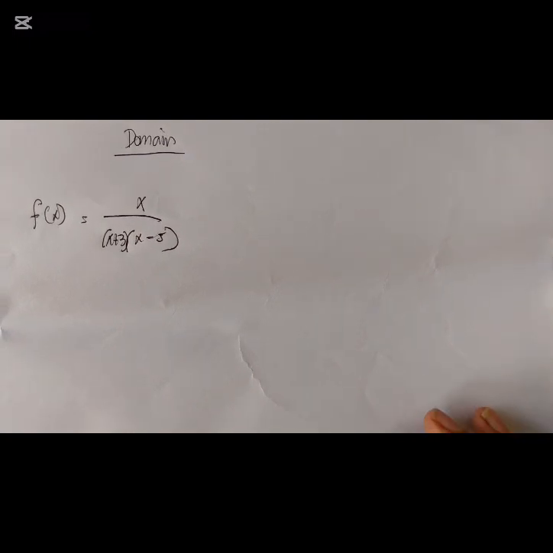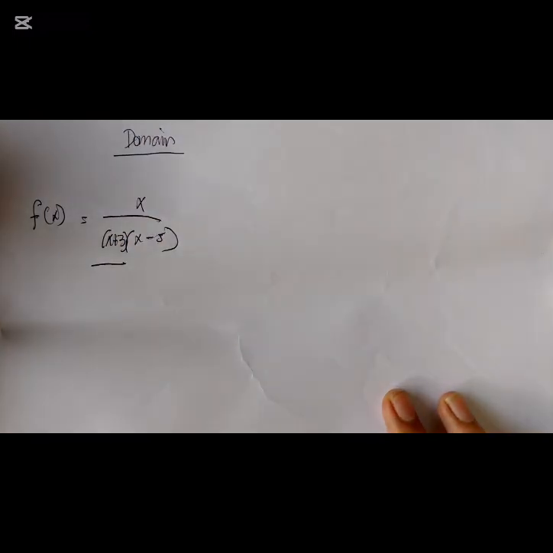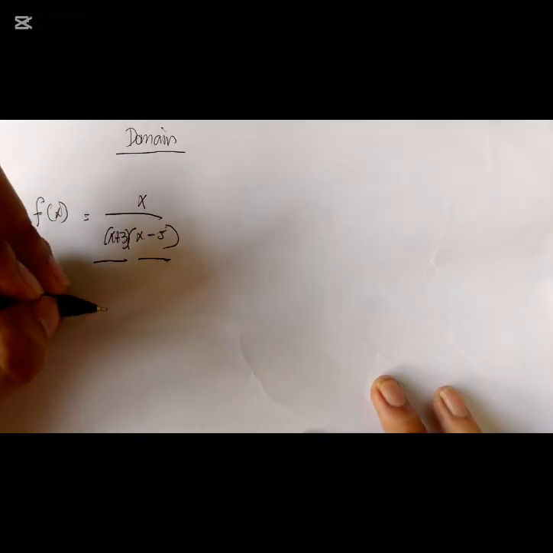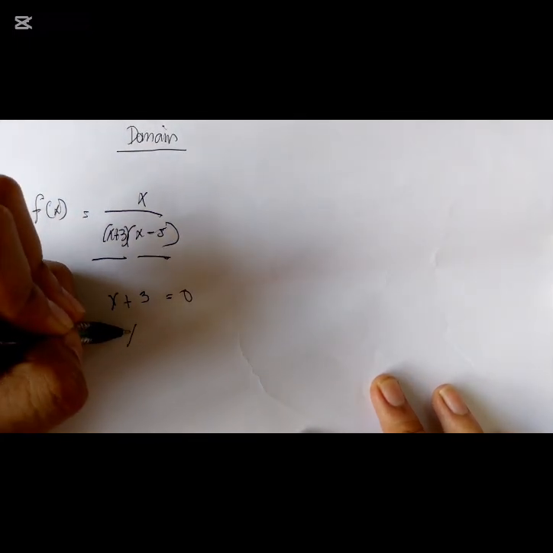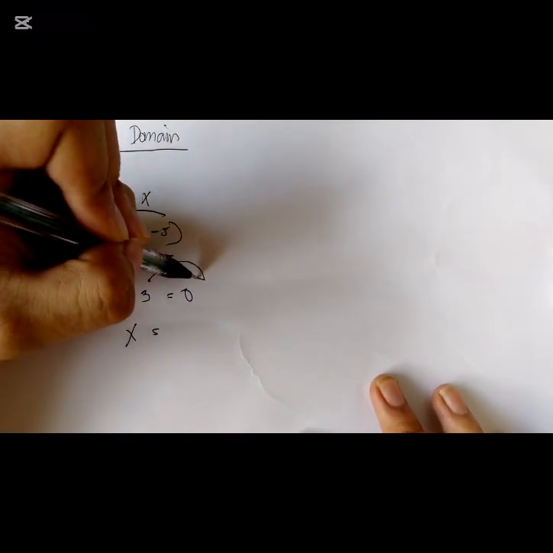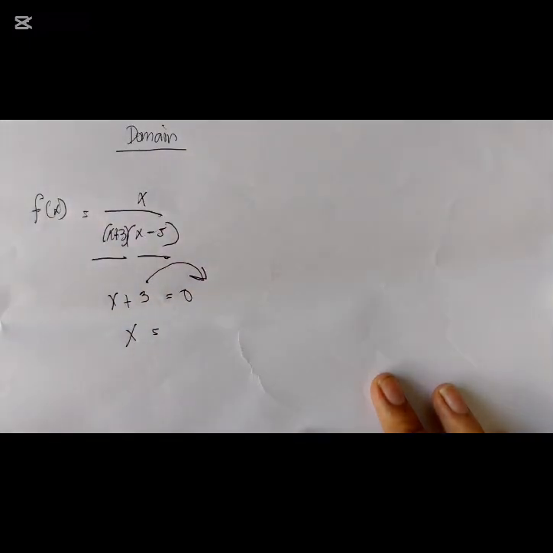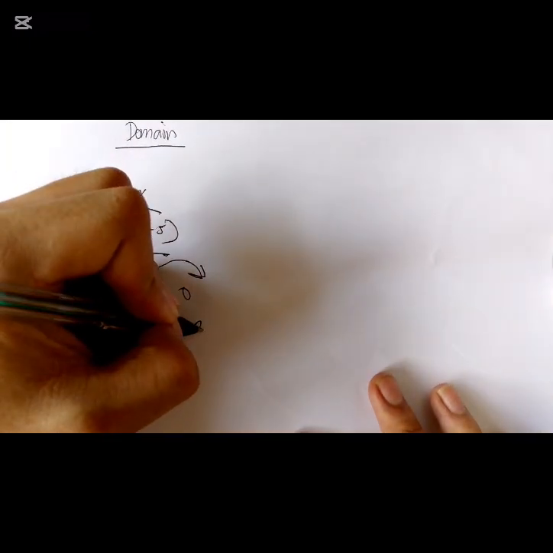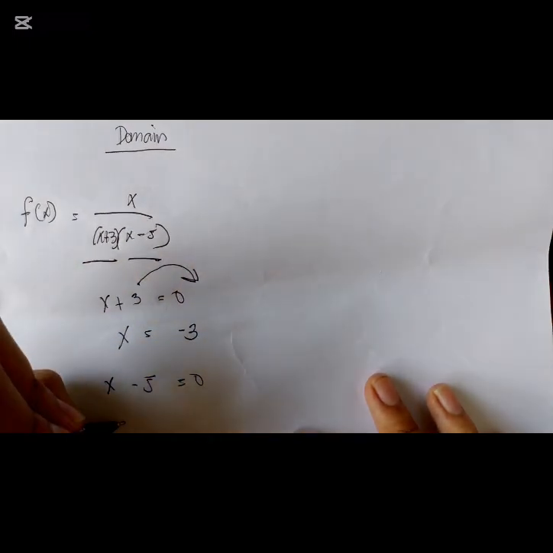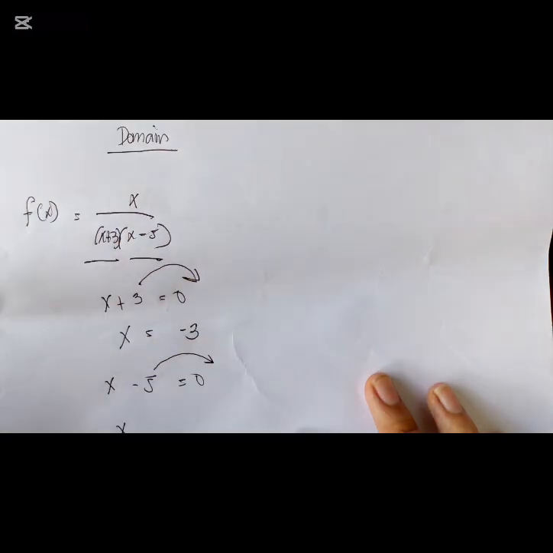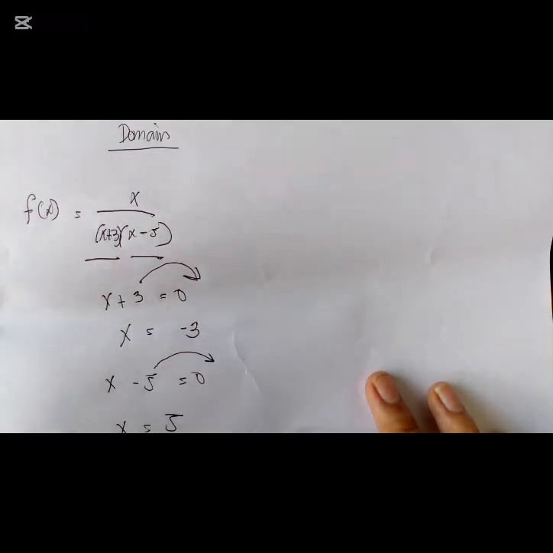We all know that the domain refers to the zeros of the denominator. So what is the denominator? x plus 3 and x minus 5. Very good. So we're going to set it to zero. x plus 3 equals 0, and we transpose 3 across the equal sign, so x equals negative 3. As well as x minus 5 equals 0, transposing gives x equals positive 5.